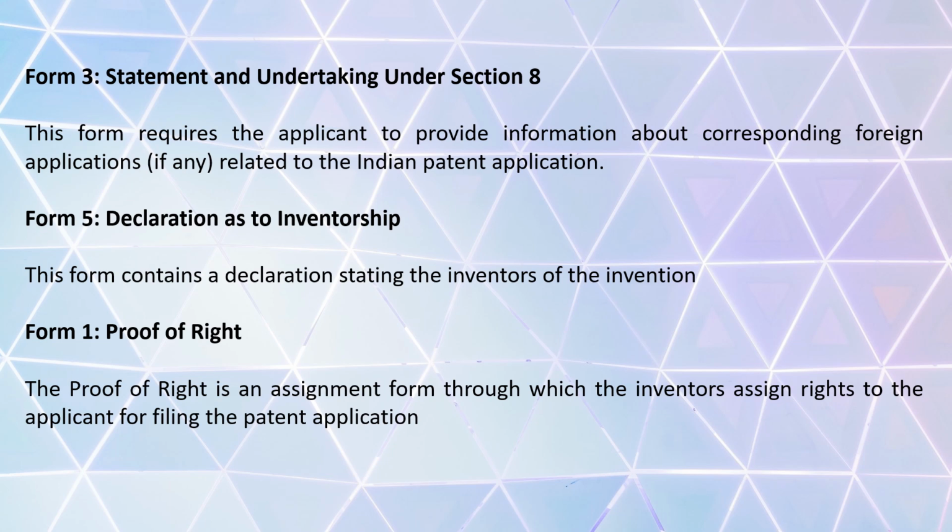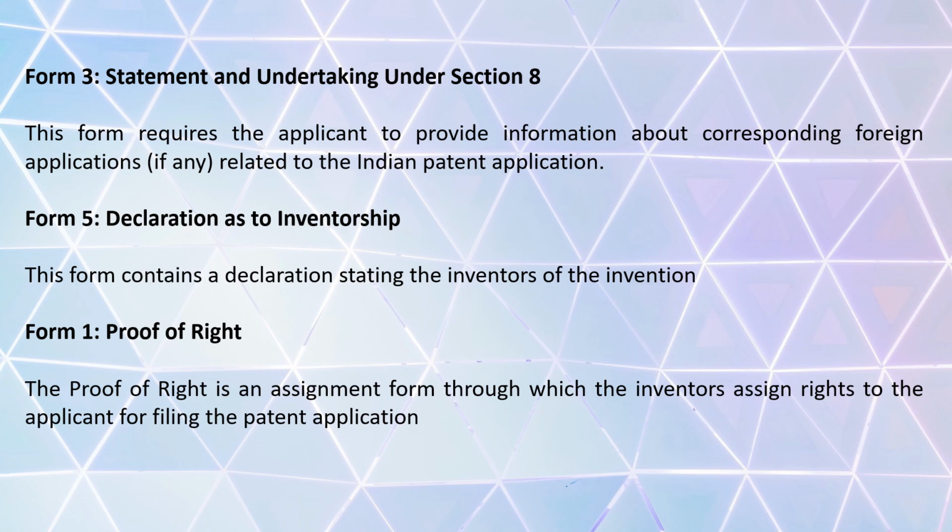And then there is proof of right. So proof of right, it's not a different form. For proof of right, you will use the same Form 1, and there is a specific section in the Form 1 which is the 12.1 paragraph. There you will include the details of all the inventors and they have to sign, and then that form has to be filed at the Indian Patent Office.